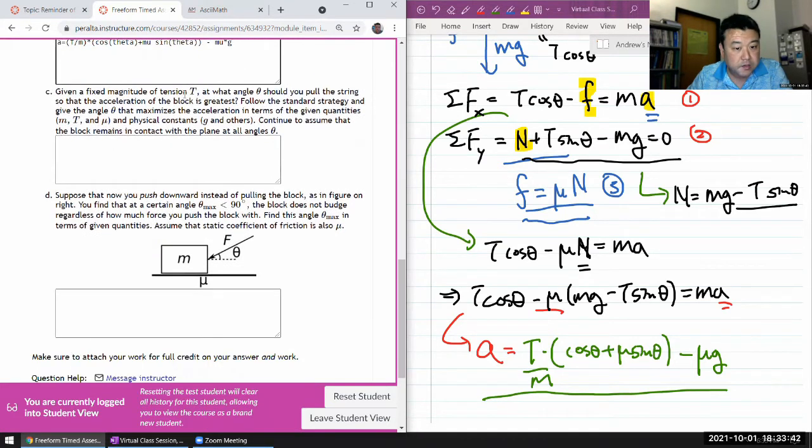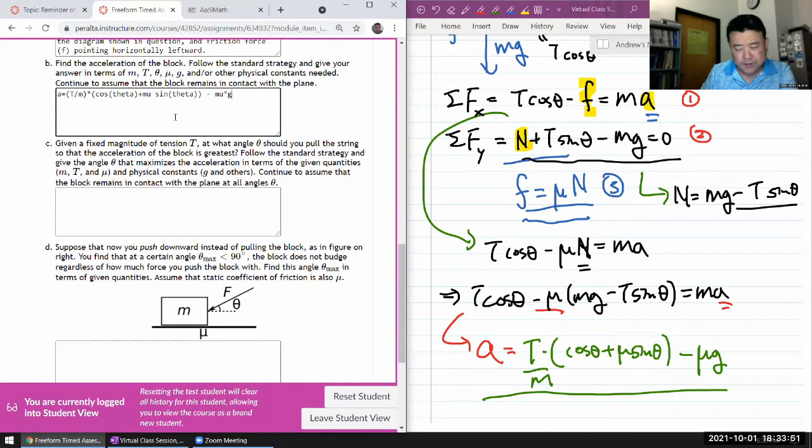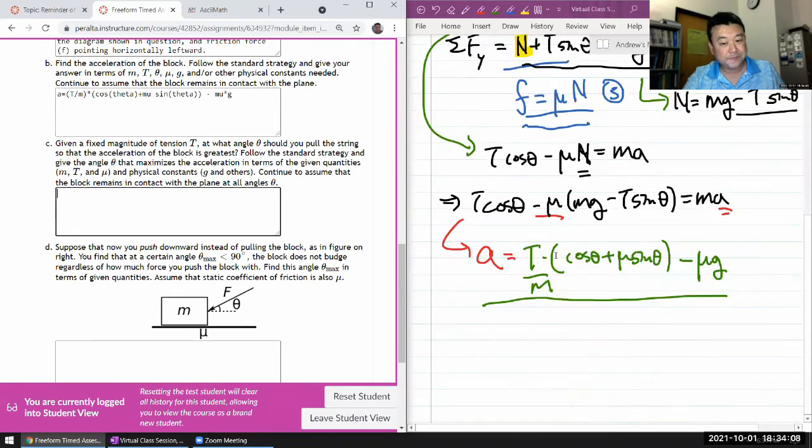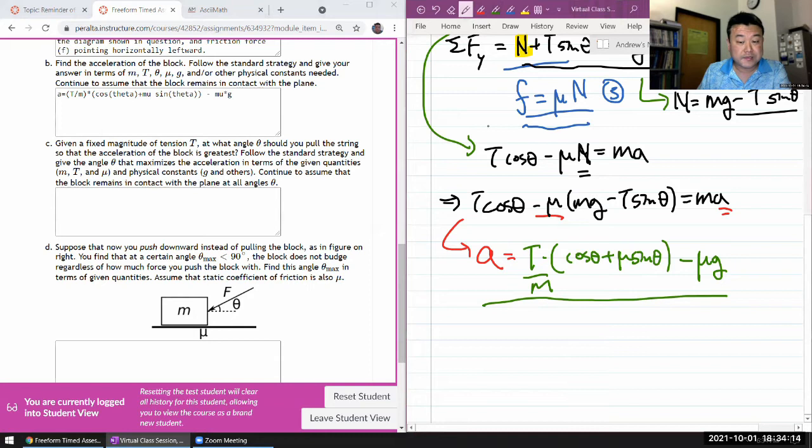Given a fixed magnitude tension, at what angle theta should you pull the string so that the acceleration of the block is the greatest? Oh yeah, this is a fun one. And for some reason, I found that people have difficulty with it. This is an optimization question. I think you've seen this a lot in calculus: given this mathematical thing that depends on this parameter, how do you maximize it? How do you minimize it? This is the prototypical optimization question you might see in calculus, and the steps you follow is, you take a derivative of your function with respect to the parameter you want to optimize, and you set that derivative equal to zero. That's exactly what you should do.